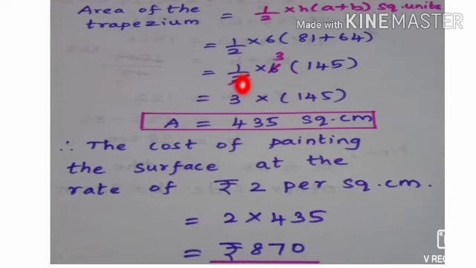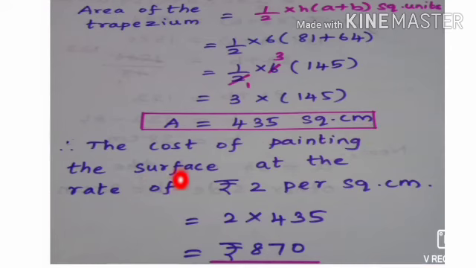Now cancelling 6 and 2, by using the table of 2, we get 1 time and 3 times. So 3 into 145. When we multiply these two values, we get 435 square centimeter, which is the area of the trapezium.